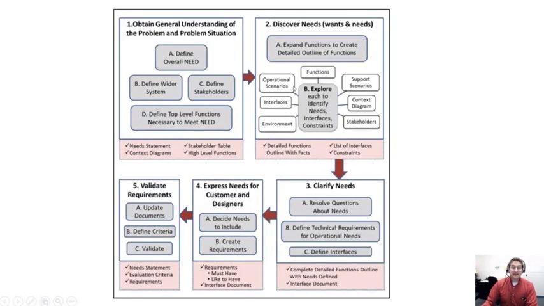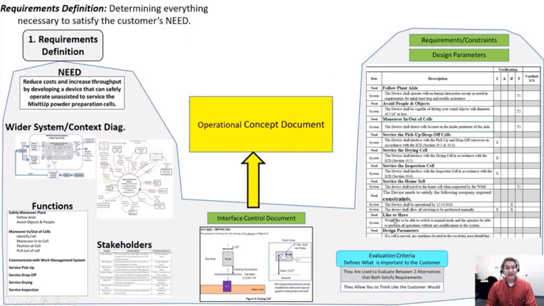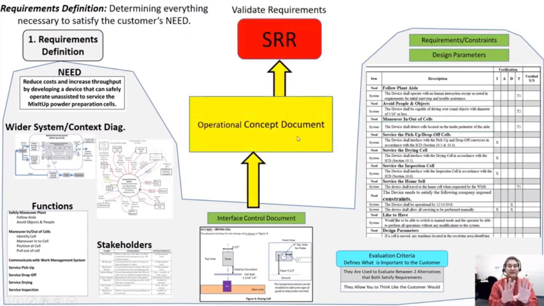And when we do that, these steps have taken us all the way through defining requirements. And we're left with all of these items. We've got the things from early on, our requirements, our design parameters, all those get collected in the operational concept document and presented at SRR to validate our requirements.